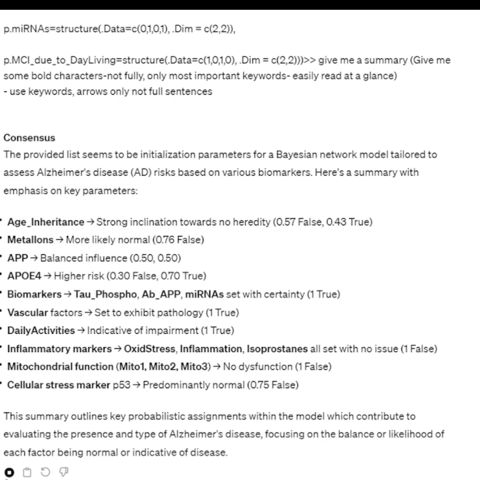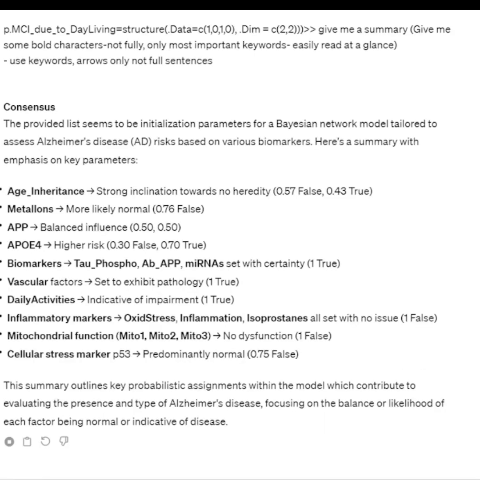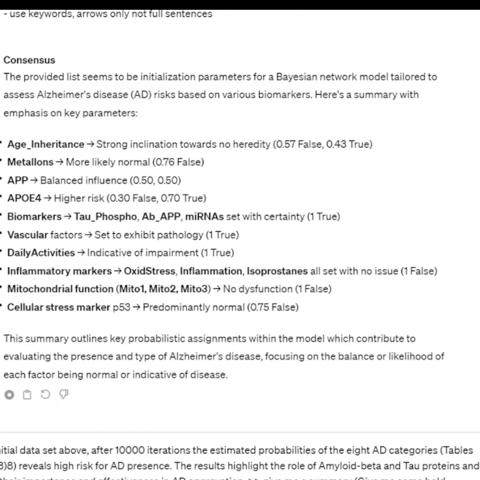The provided list seems to be initialization parameters for a Bayesian network model tailored to assess Alzheimer's disease, AD, risks based on various biomarkers. Here's a summary with emphasis on key parameters. Age inheritance, strong inclination towards no heredity, 0.57 false, 0.43 true. Metal ions, more likely normal, 0.76 false. APP, balanced influence, 0.5, 0.5. ApoE4, higher risk, 0.3 false, 0.7 true.